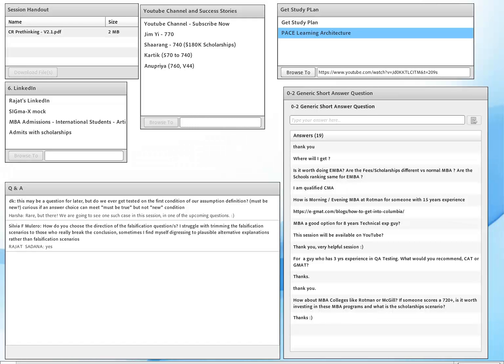What about MBA colleges like Rotman or McGill? If someone scores a 720, is it worth investing in these MBA programs? And what are the scholarship scenarios? So I don't think Canadian business schools, at least I'm not aware of, offer a ton of scholarship money. And again, the reason is because they don't have a lot of endowment money to offer scholarships from. US business schools have way more endowment money.